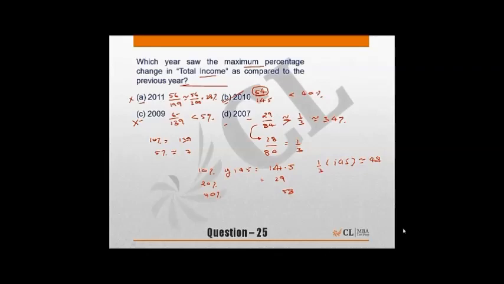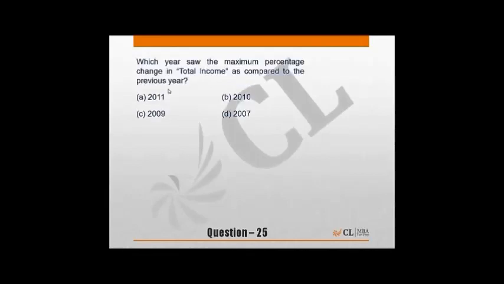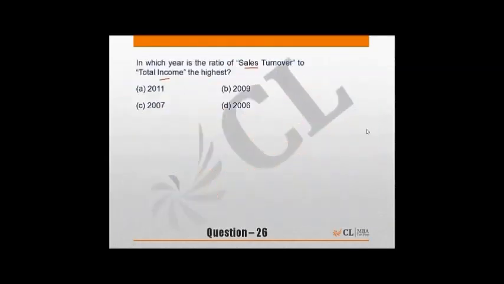Okay. Great. So now let's move to the next question. Question 26. In which year is the sales turnover to total income highest? Again, picking data from the table, the sales turnover to total income. Let's write down this data for all the four choices which are mentioned in the question. 2006 was 89 by 84. 2007 is 118 by 113. 2009 is 146 by 145. And 2011 is 259 by 255.